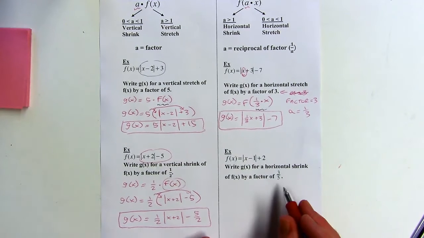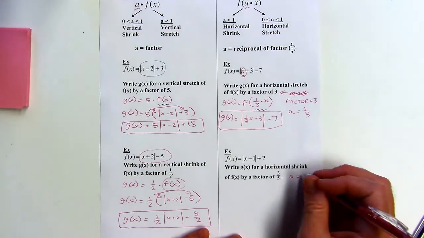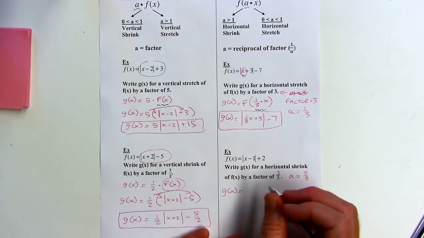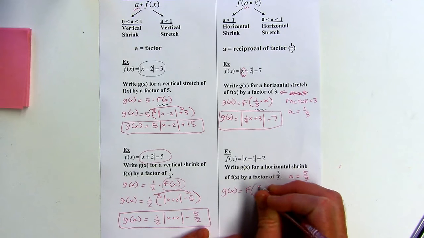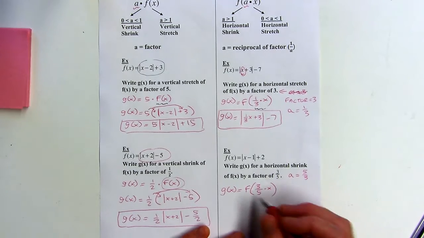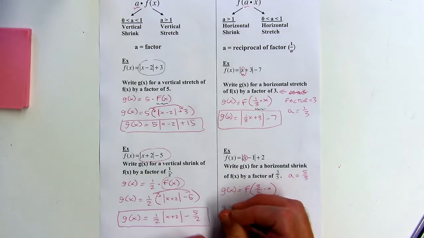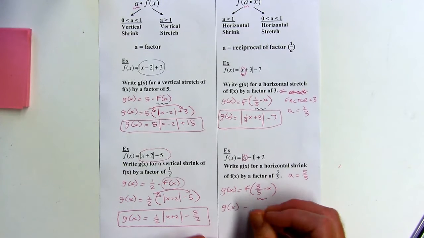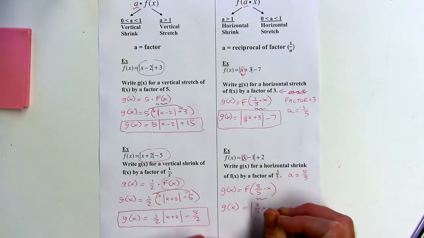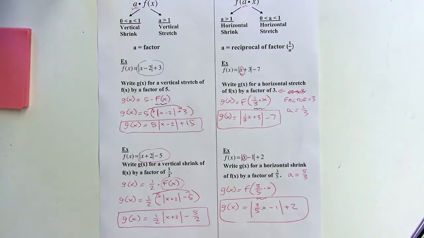All right. And on this next one, if my factor is 3/5, well, that means I'm going to take the reciprocal of that, 5/3. Okay. So g of x then is going to equal f of 3/5 times x, or just 3/5 x. Okay. And here then I'm going to input this in for x into function f. Okay. So I'm replacing the x with 3/5 x. And then there's nothing else I can do to simplify that. Okay.